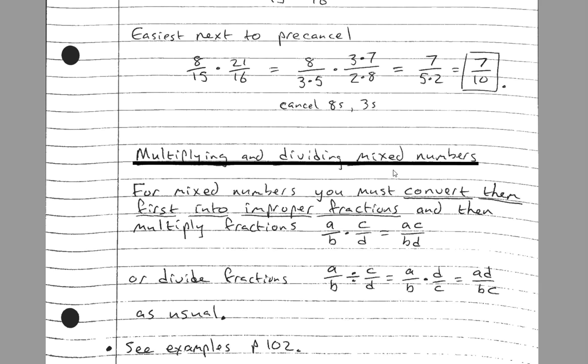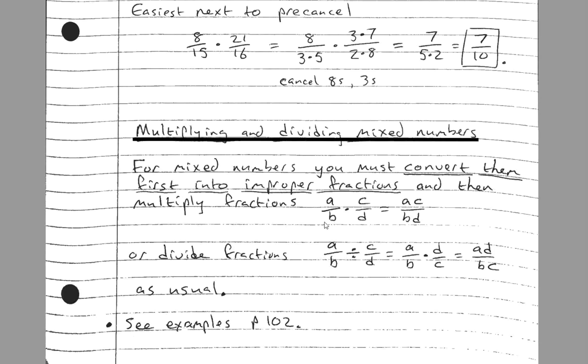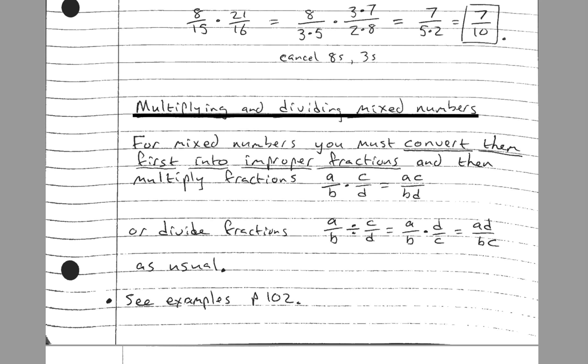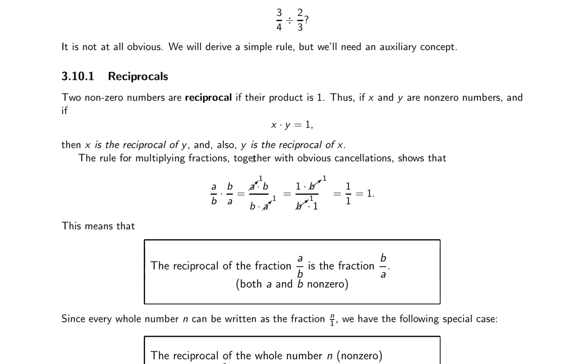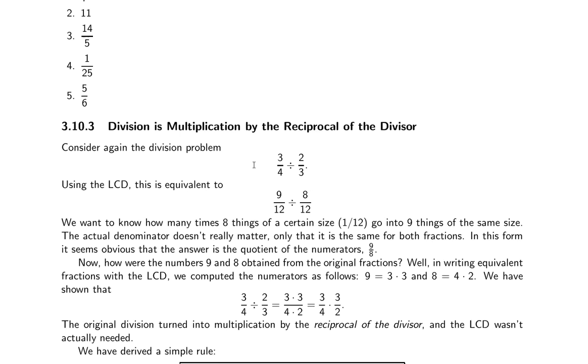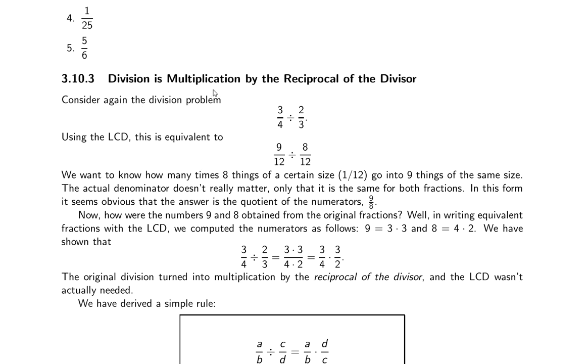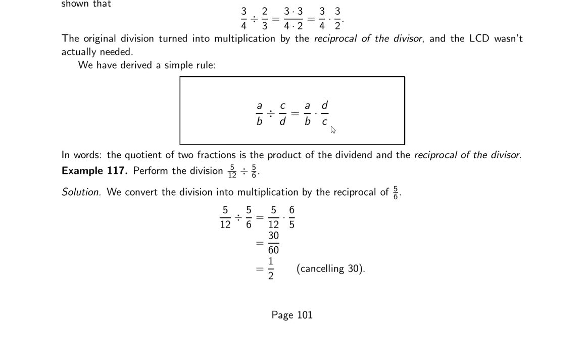We haven't worked that much with mixed numbers. One thing you can always do with mixed numbers, and in fact here you really have to, if you're multiplying or dividing mixed numbers, is convert them into improper fractions first. And then once you have the improper fractions, carry out the operation. So page 102. Division is multiplication by the reciprocal of the divisor. So the same boxes.